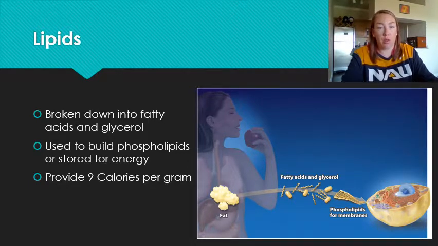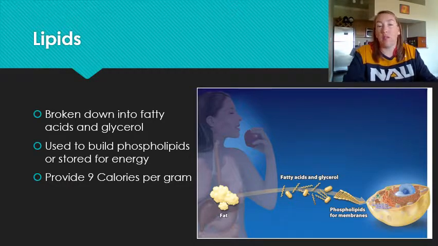They can be stored for later in something called adipose tissue, which is fat tissue, or they can be used for cell structures. These are important. We need these lipids for structures such as our cellular membranes. That includes both the outer cell membrane lipid bilayer as well as the lipid bilayer surrounding all of our organelles.